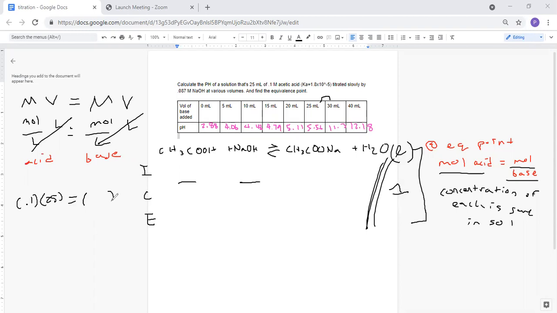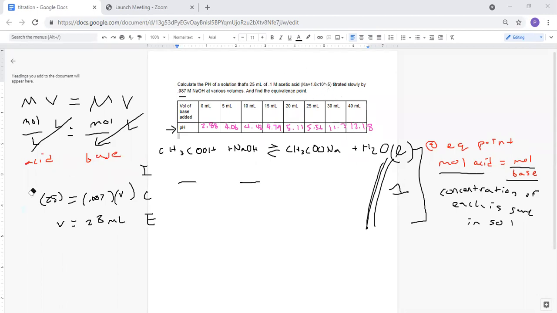Now here we can put the molarity of our base, which was 0.087, and we're going to find the volume, which is what we wanted, right? We need the volume in order to find the pH. So we need to find how much base was added. When I do this, I get 28 mL. That makes sense because it's between 25 and 30.